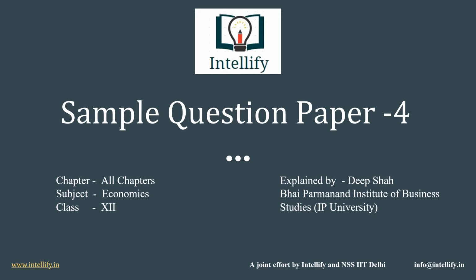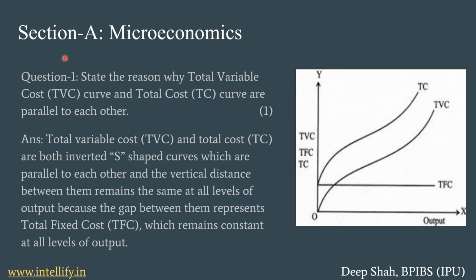Let's start. So we will start with section A, microeconomics. Question 1. State the reasons why total variable cost and total cost curves are parallel to each other. Answer. Total variable cost and total cost are both inverted S-shaped curves which are parallel to each other, and the vertical distance between them remains the same at all levels of output because the gap between them represents total fixed cost, TFC, which remains constant at all levels of output.